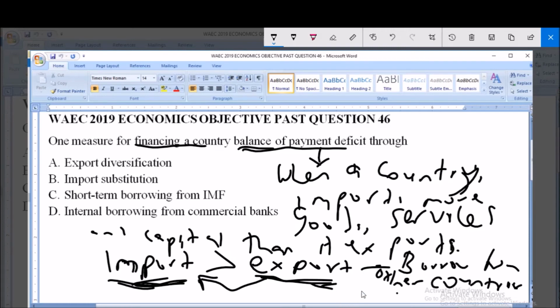Another useful way is to borrow from the IMF. The IMF is the International Monetary Fund. So they could borrow short term to finance the country. So borrowing from IMF is option C. Short-term borrowing from IMF is reflected as option C. Therefore, the correct answer among the options is C.